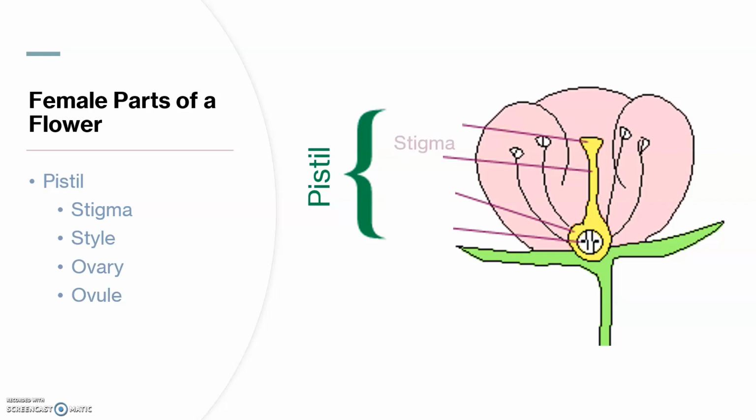At the top of the pistil, you will find the stigma. Holding up the stigma, you will find the style, which connects to the ovary, which contains one or more ovules.